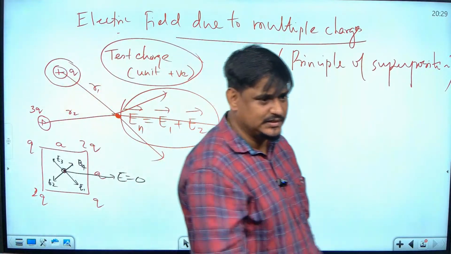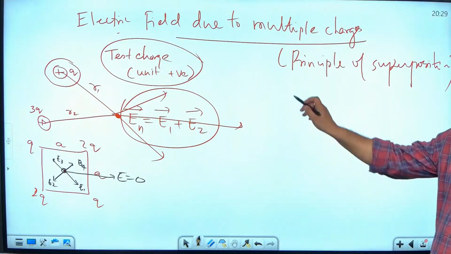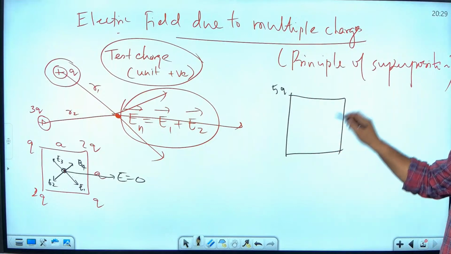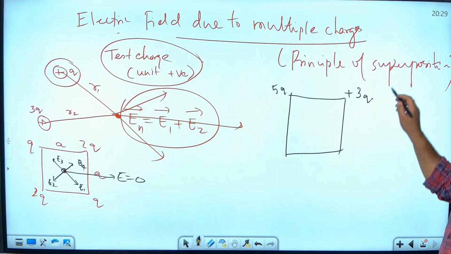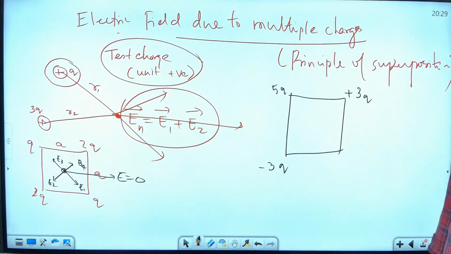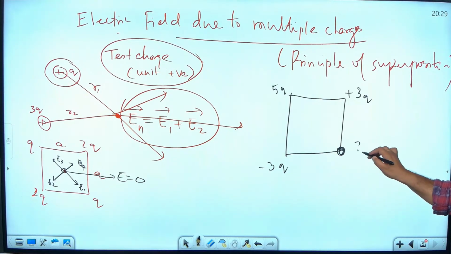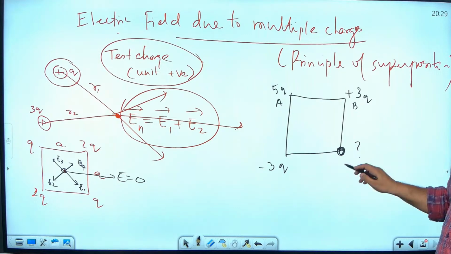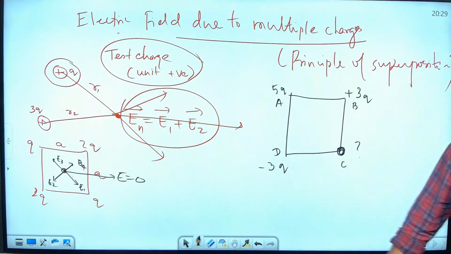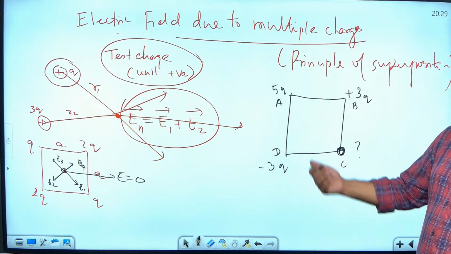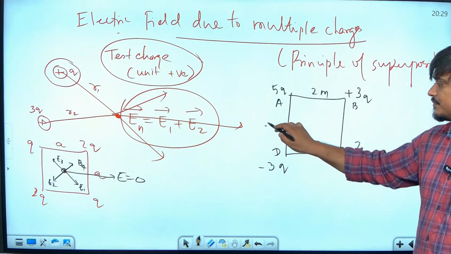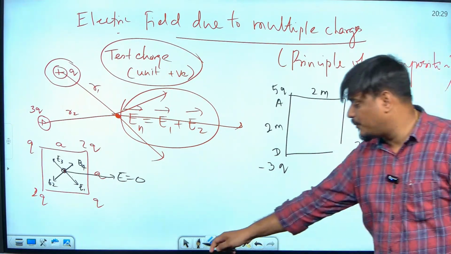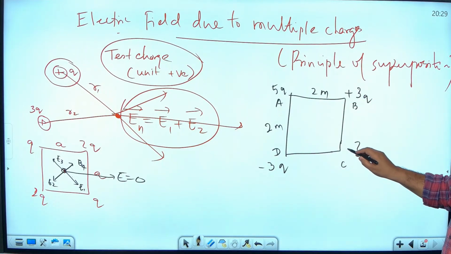Common sense, right? But don't expect the question to be like this. The question will come, they will give you 5Q, plus 3Q, minus 3Q, and they may ask what is the electric field here at this point. No charge, just the point. Yes. Can we define coordinates here? Can we? You can. Why make it complex? It's very simple if you don't use coordinates also. If it is 2 meters square, and they may ask you what is the electric field at the point C, that is the question.